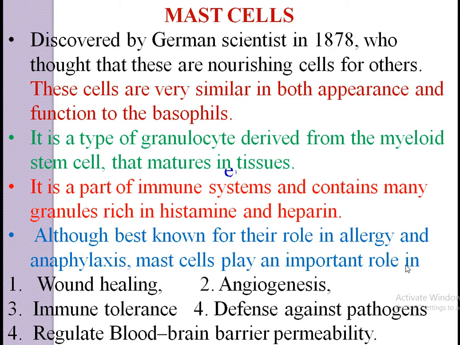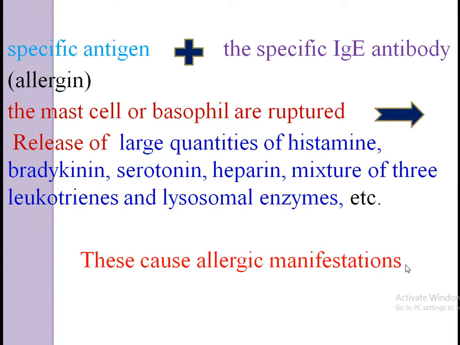So coming back to our previous topic, the specific antigen reacts with the specific IgE antibody. This is the antigen antibody reaction. The result of that is the release of a large quantity of very specific substances, and these are the substances which are responsible for other manifestations of allergic reaction, for example, redness, swelling and pain, local pain and phagocytosis, all these things.